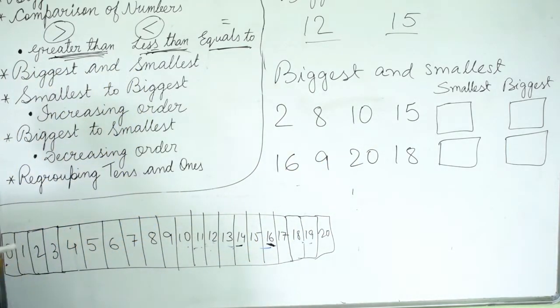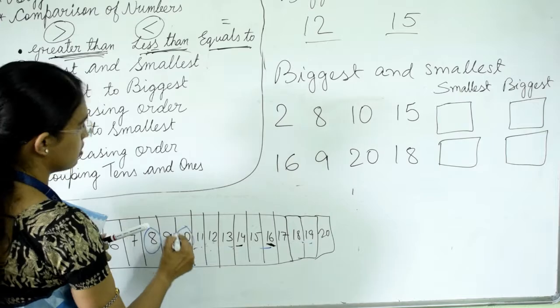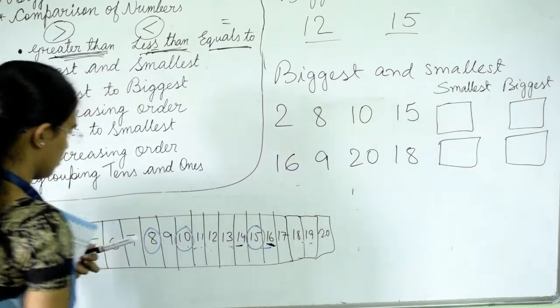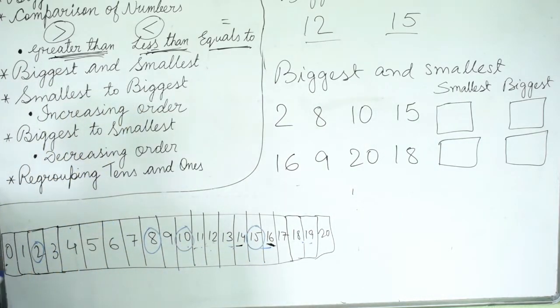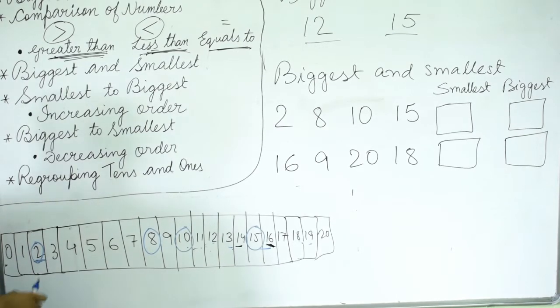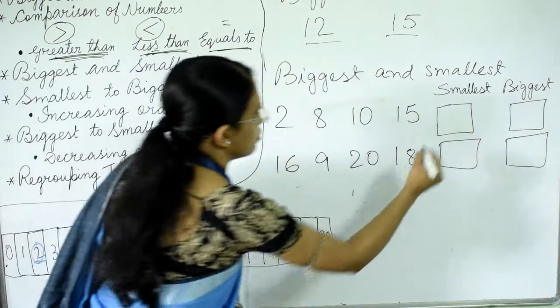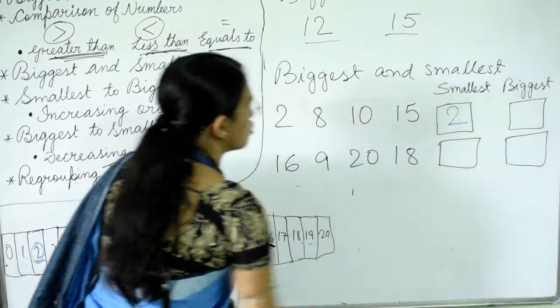So 2 is here, then 8, then 10, then 15. Which is smaller, which is near to 0? Smallest means near to 0. So 2 is near to 0, right? That means 2 is the smallest number. So write 2 in this box.